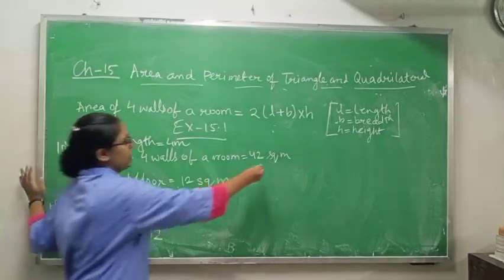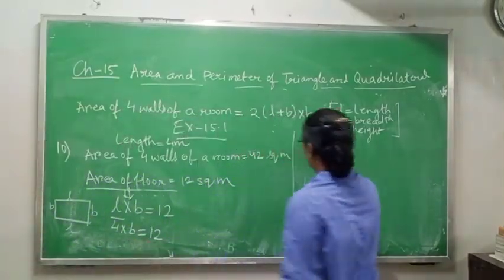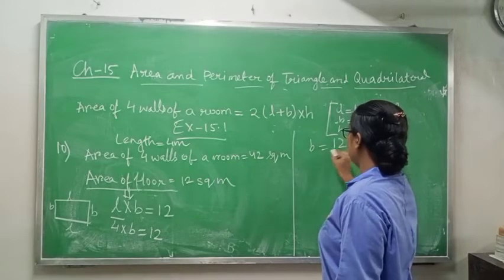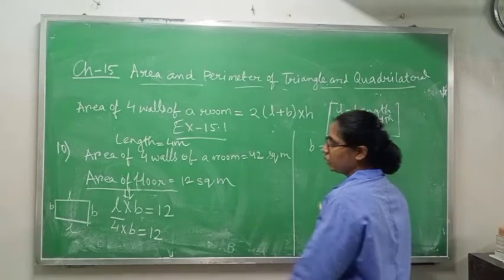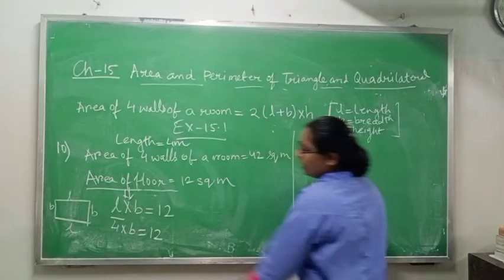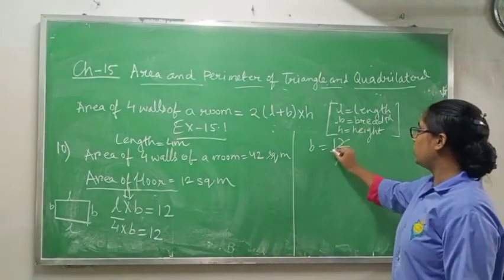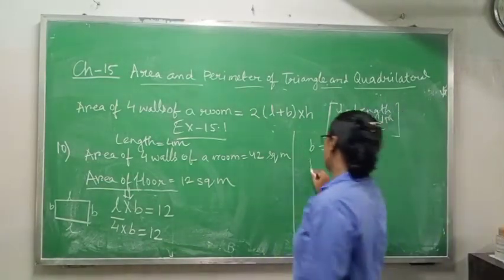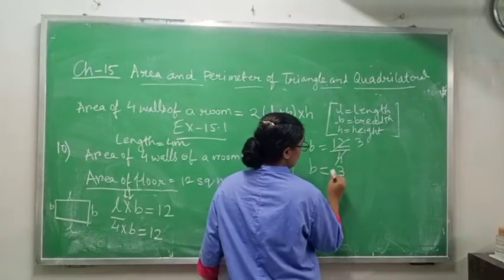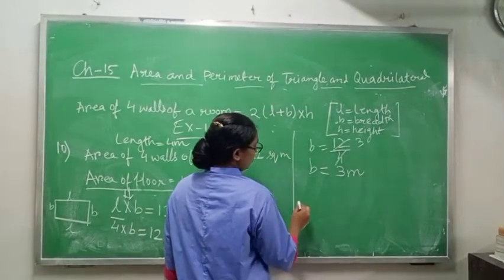Now after this, B equals 12 by 4. Why 12 by 4? Because this 4 will come down to divide. 4 ones are 4, 4 threes are 12. So B you are getting as 3 meter.